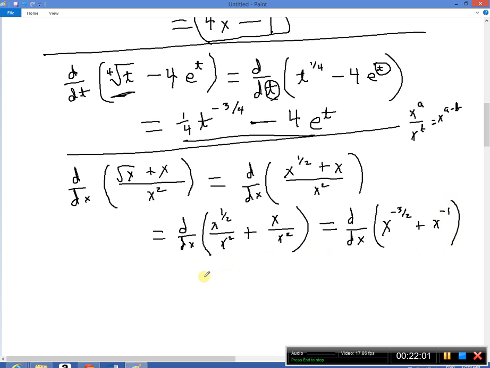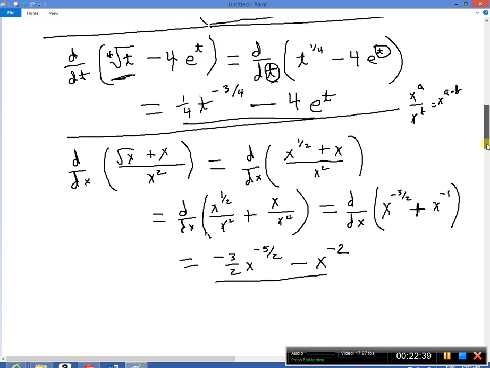And now you've got the derivative of a sum, which is the sum of the derivatives. So I take the derivative of the first guy and the derivative of the second guy and add them together. And here each of these guys is an x to a constant, so the high school rule applies. Minus 3/2 x to the minus 3/2 minus 1, which is going to be minus 5/2. And then plus the derivative of x to the minus 1, which is going to give me a minus 1 times x to the minus 1 minus 1, x to the minus 2. And that's our final answer. Okay, so it's not as bad as it looks.